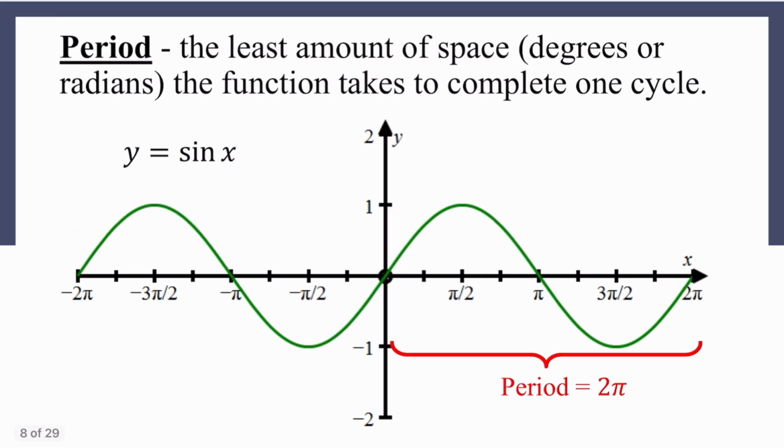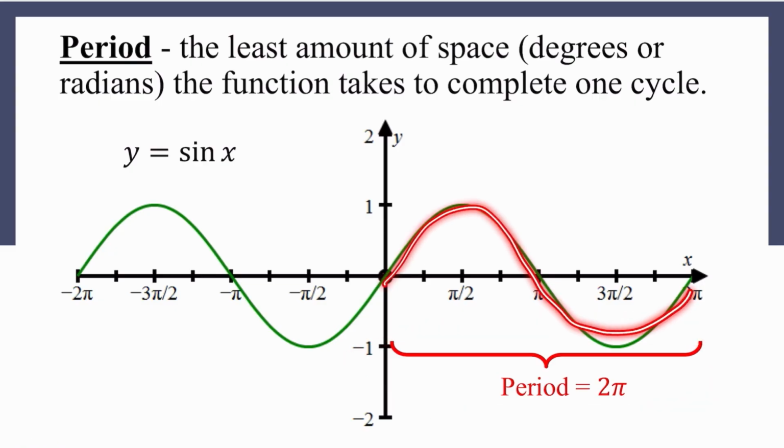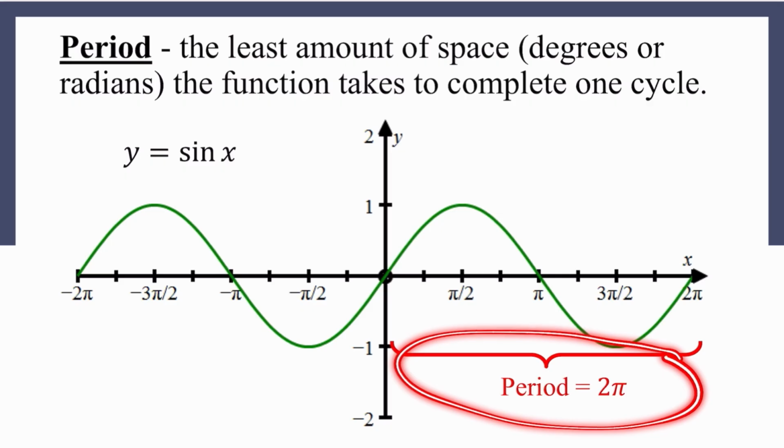So for the sine function, the period is going to be 2 pi. We get one complete cycle of the sine function between 0 and 2 pi. So the period is 2 pi. Notice it's also the same as one revolution around the unit circle.